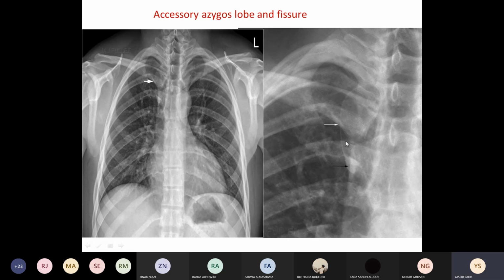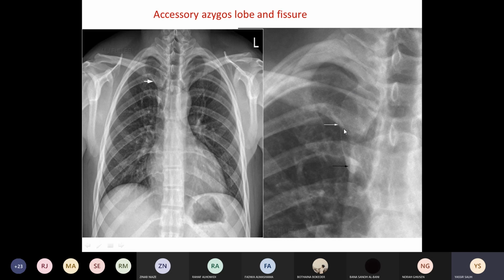lobe fissure, which we said is an accessory fissure seen in 1% of people. What does it look like? It is a thin line with a convex lateral border. Notice that it is convex here. This is the azygous lobe fissure.